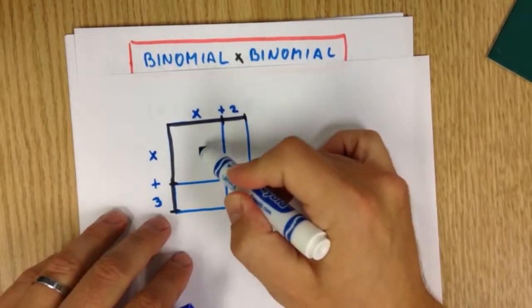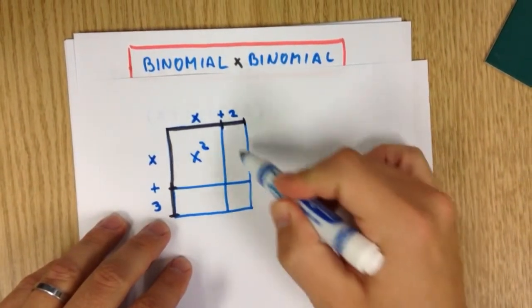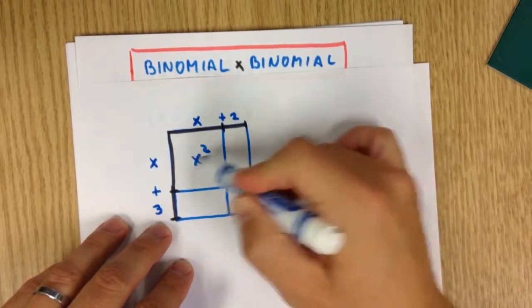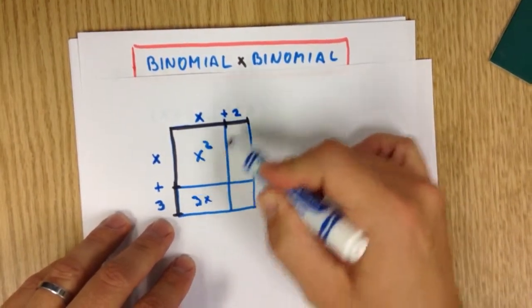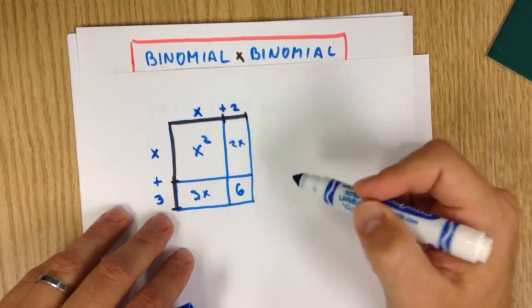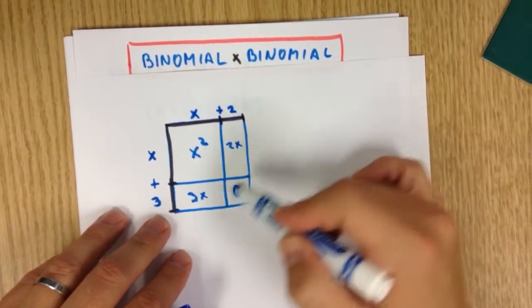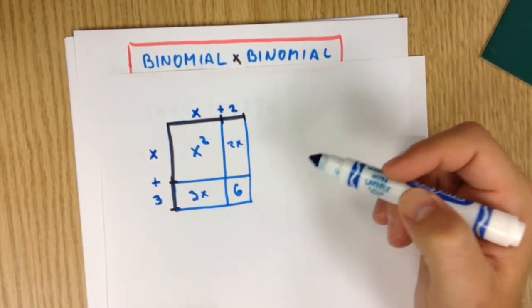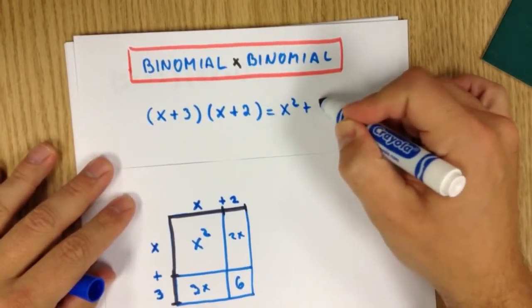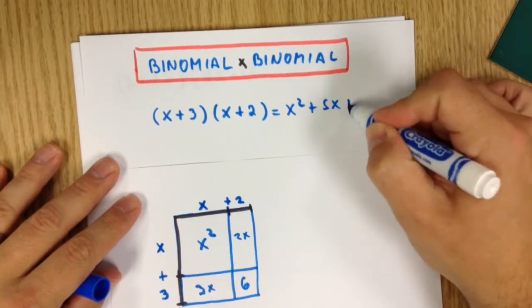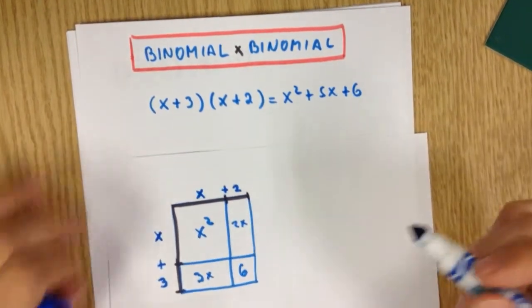Well, this rectangle here is x squared. This rectangle is 2 by x, that's 2x. This rectangle is 3 by x, and this one is 2 by 3, which is 6. So it's x squared plus 2x plus 3x plus 6, which means it's going to be x squared plus 5x plus 6, because 2x plus 3x is equal to 5x.